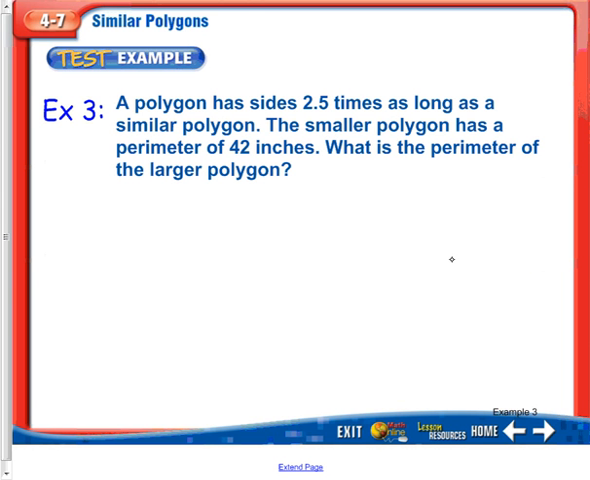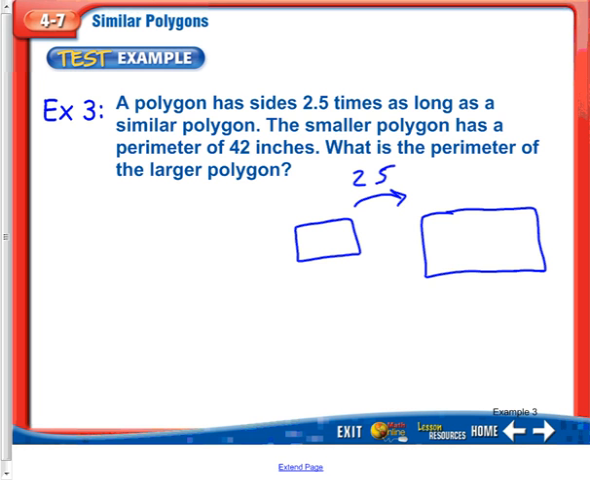So for an example with that, a polygon has sides 2.5 times as long as a similar polygon. The smaller polygon has a perimeter of 42 inches. So what is the perimeter of the larger polygon? So just for an example here, I can go ahead and draw a rectangle and then draw a larger rectangle. And we know that to get from here to here, we're doing a factor of 2.5. We're multiplying by 2.5. So it says the smaller polygon has a perimeter of 42 inches. So we want to know the perimeter of the larger polygon.